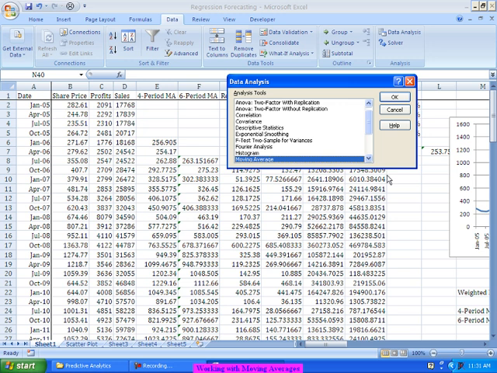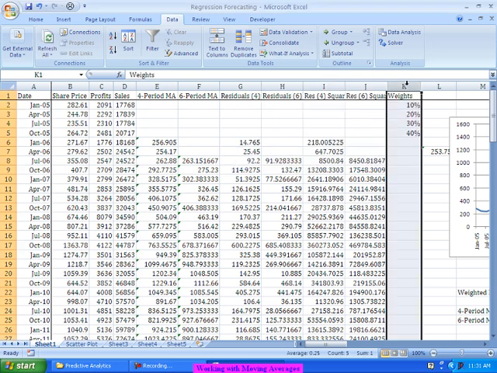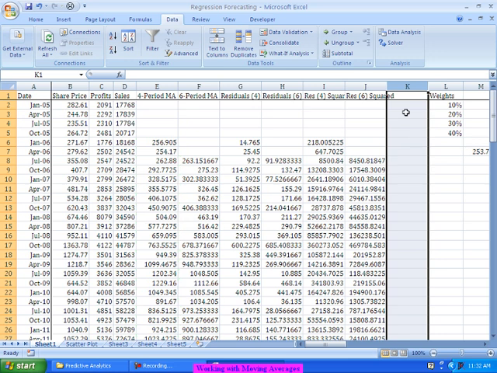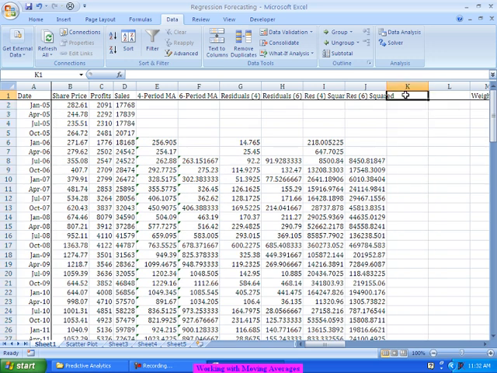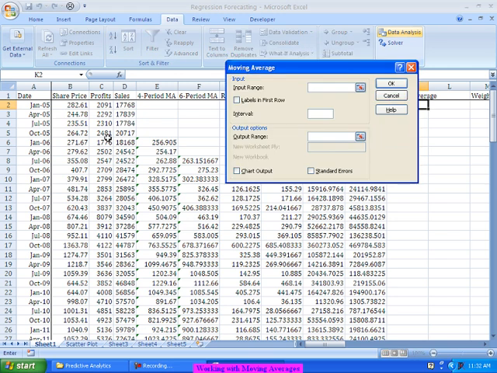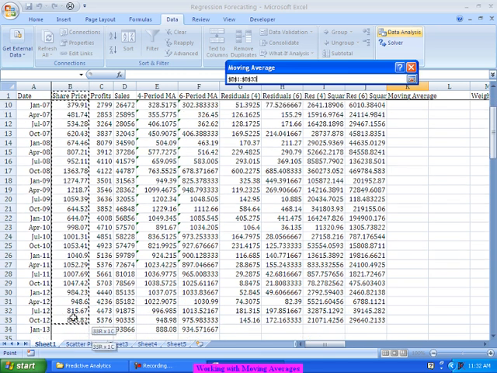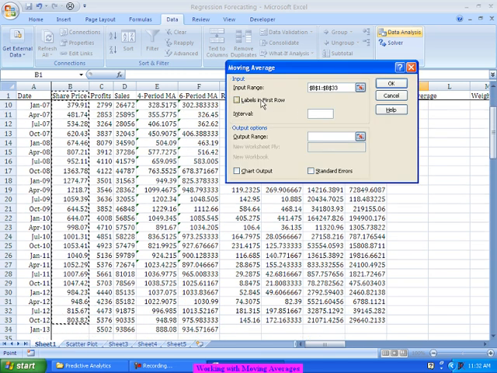Before I do that, probably let me create one column for moving average. Right, I'll create a column for moving average. So in this, now I can start the process: data analysis, moving average. My input is the share price, so I can start right from here up to the 33rd row. I can say labels are there in the first row because I have selected from B1 to B33, where B1 happens to be a heading.